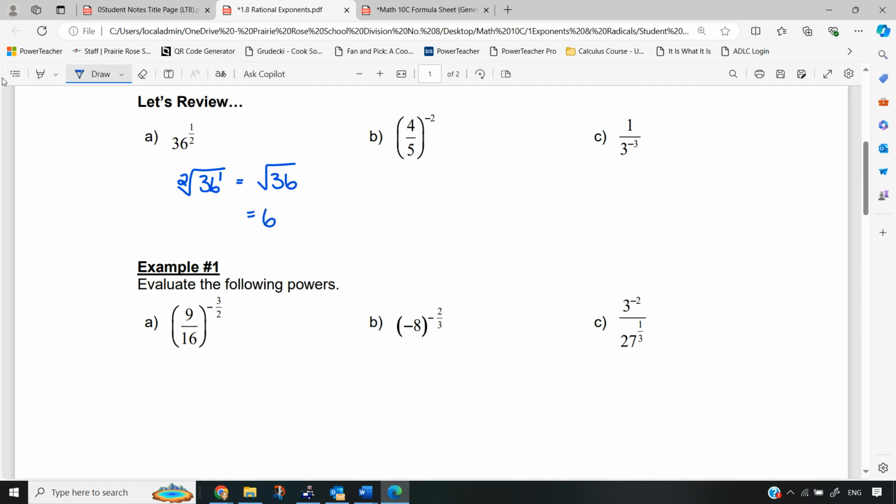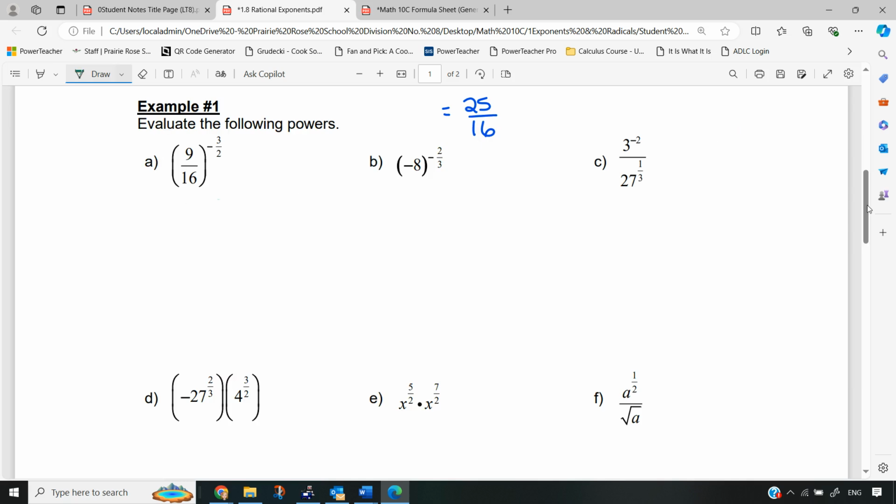If I have 4 over 5 to the negative 2, I'm going to start by flipping that fraction, so that's going to give me 5 over 4 to a positive 2, and then I can distribute that 2 to both the 5 and the 4. So that's going to give me 5 squared over 4 squared, which is 25 over 16. And in the final review question here, I have 1 over 3 to the negative 3. When I bring that power to the numerator, my exponent becomes positive, and 3 cubed is 27.